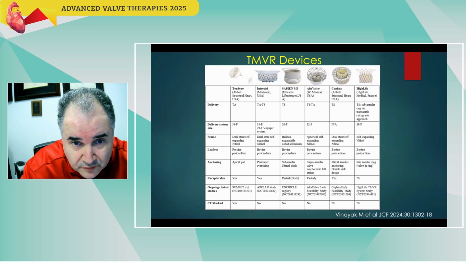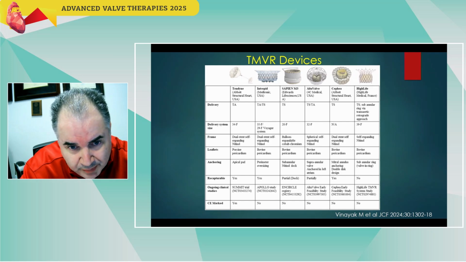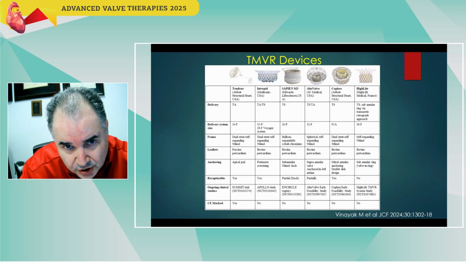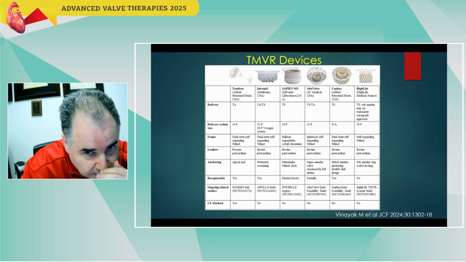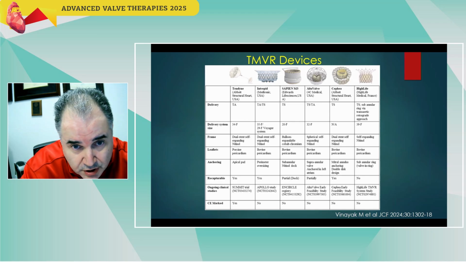But again, for the fellows, two views: the bicaval view for the transseptal puncture, because you have to be able to go to the left side unless you do the transapical approach, and I will show you a case of that. And also the bicommissural view, which you need regardless of whether you do a transapical or a transseptal approach, in order to deploy the valve.